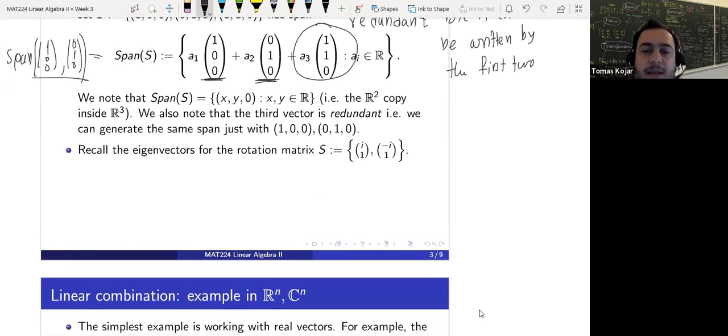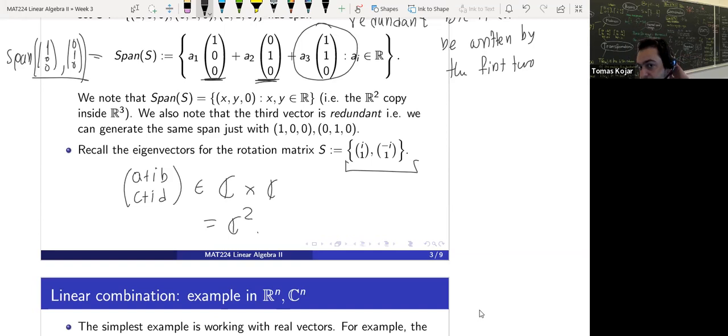Now in the complex case, remember we had this rotation matrix and we computed its eigenvectors, and they were (i, 1) and (-i, 1). So this is a vector of the form (a + ib, c + id). This is inside the Cartesian product of complex numbers, so we just say C2.